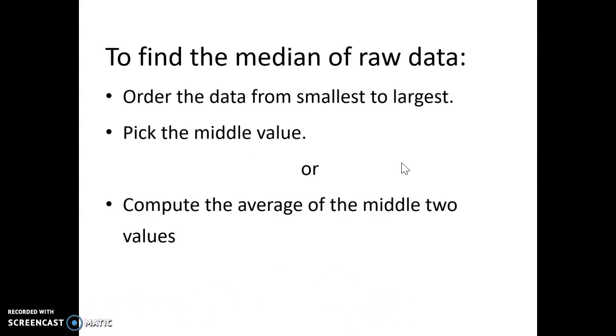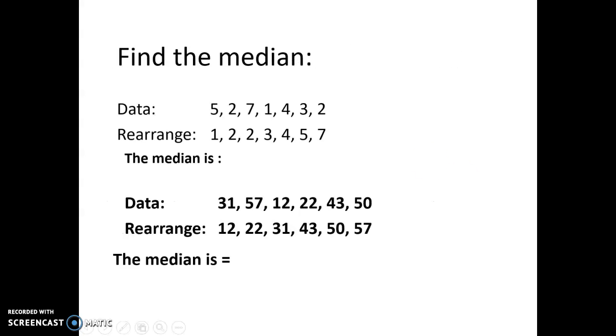Finding the median, we do need to put it in order from smallest to largest, and then we pick the middle number. Or if there's two numbers in the middle, you would take the average of those two numbers. So if you had a list of 5 numbers, the third number is the median. If you have a list of 6 numbers, the third and the fourth number, you would have to find the mean of those two numbers. So that's how you calculate the median by hand.